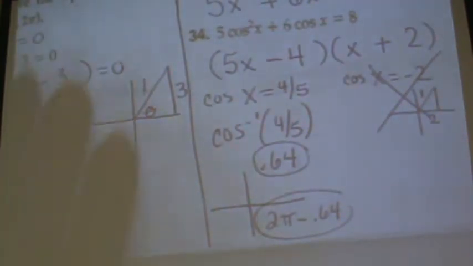Questions? Is this bad? Eh. Okay, tangent. How do you factor this one? You have 2x squared plus 5x plus 3 equals 0. How do you factor that one?